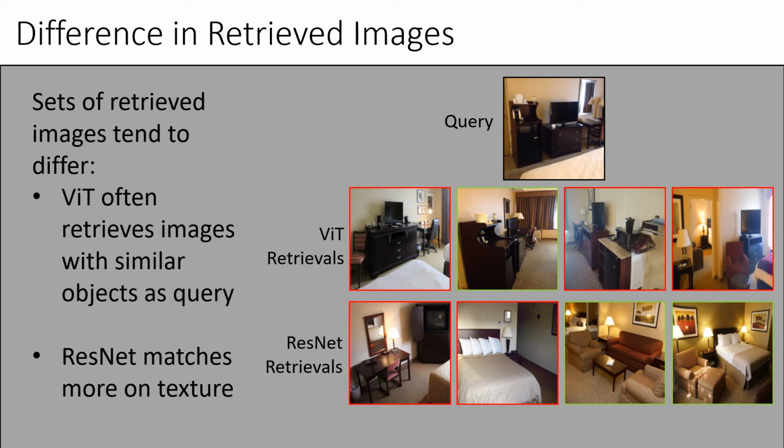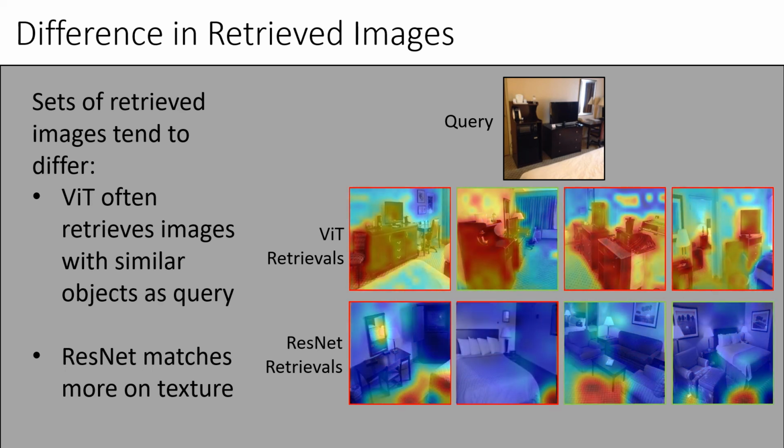We find that ViT often retrieves images that have similar objects as the query, while ResNet matches are more dependent on texture. In this example, the ViT retrievals all share a similar set of furniture items as the query, including a television and dresser. The ResNet retrievals are matched on the carpet, as shown here by the similarity maps.